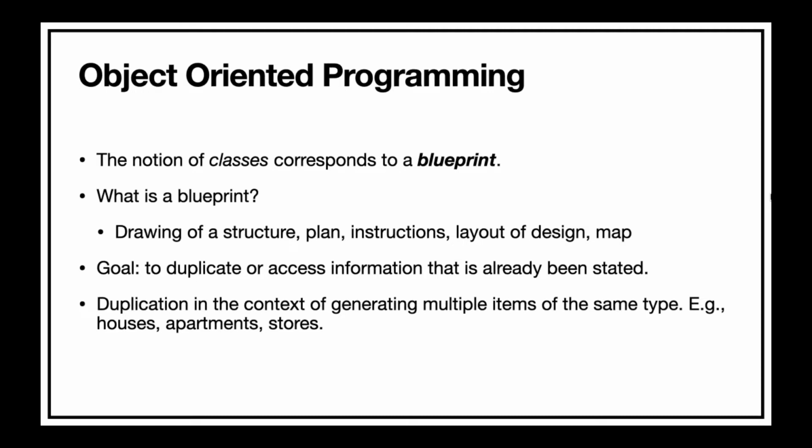Sometimes we have seen blueprints when we construct buildings, maybe bridges, or some extension of your house. The whole idea to create these classes or blueprints is to duplicate the access of information so we don't have to repeat in the generation of these objects. These duplications will allow us to generate multiple items of the same type. For example, if you want to create a house, an apartment, or a store, you only need one blueprint and then eventually generate thousands of them.